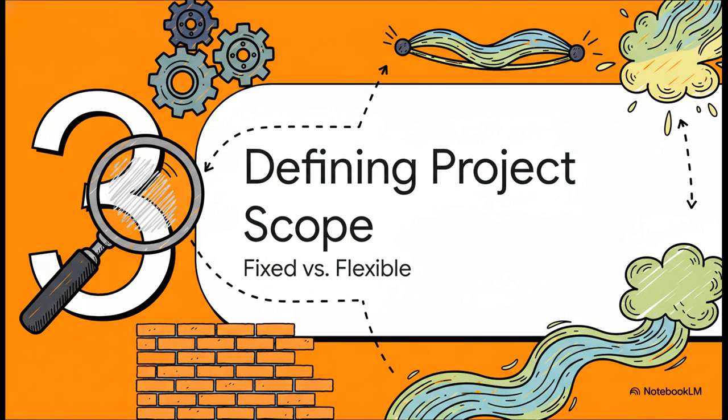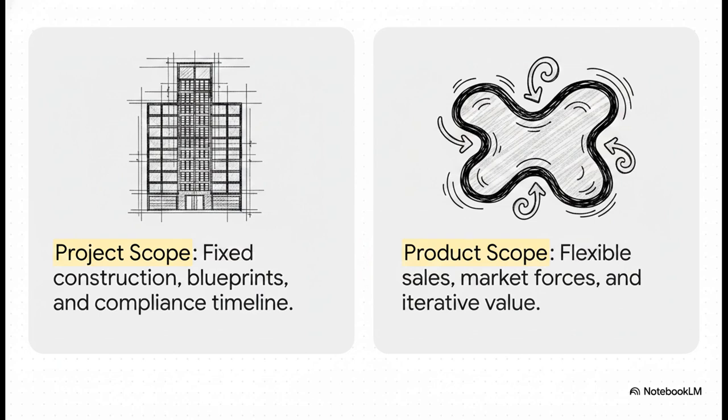Which brings us to Section 3, defining your project's scope. Fixed versus flexible. Let's look at exactly how to define these boundaries. This is a brilliant way to illustrate that tension. Looking at the Sharp-A Lifestyle Center case study, check out the contrast here. The physical construction of the center has a project scope, meaning it is heavily fixed. You've got finalized blueprints, strict building codes, a very specific timeline. No wiggle room there. But the product scope, that involves the sales and marketing needed to actually fill that center with tenants. And that is highly flexible.